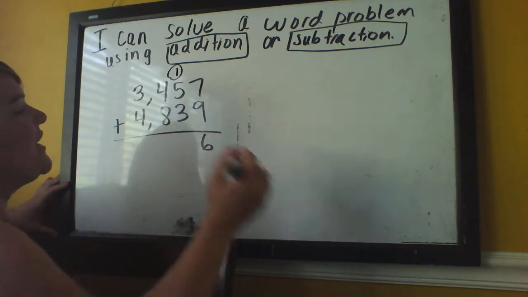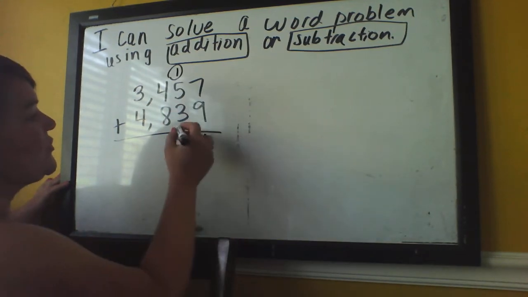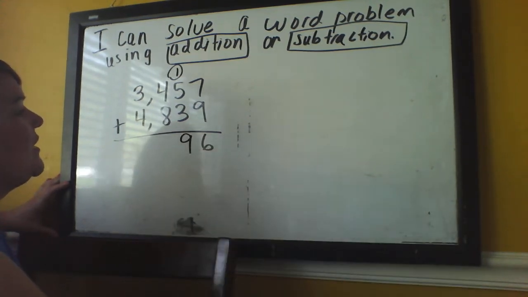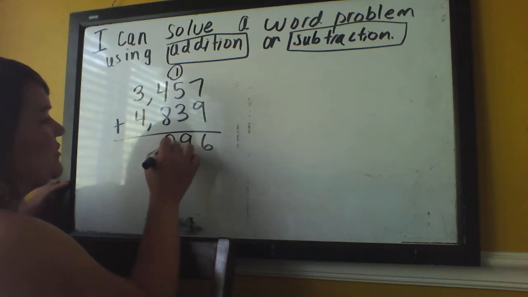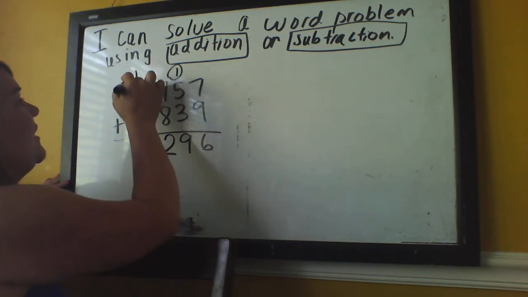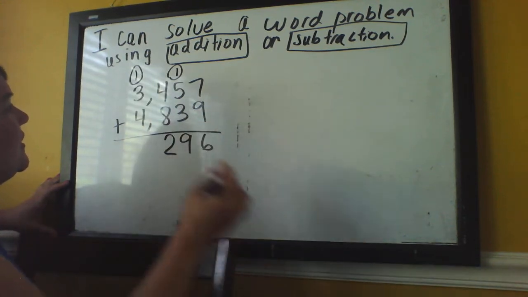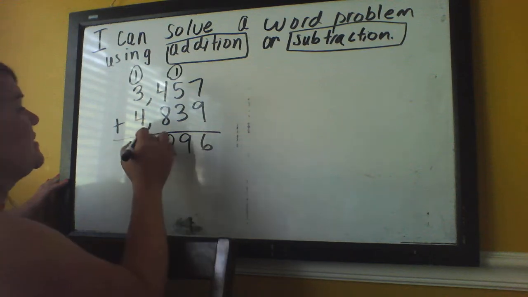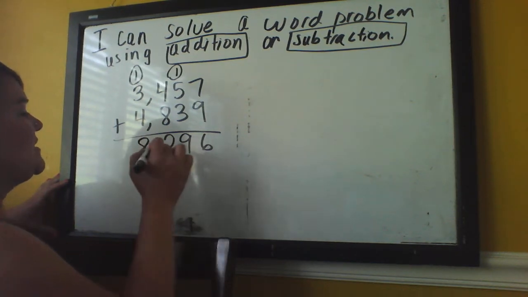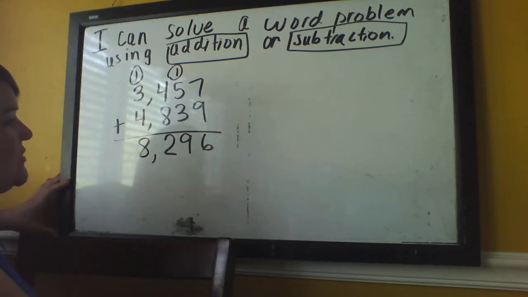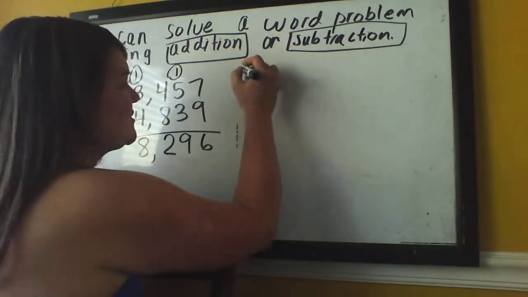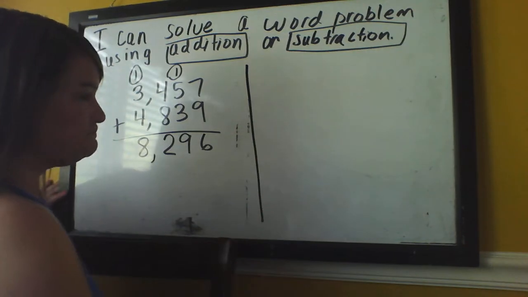So 1 plus 5 is 6, and 6 plus 3 is 9. Now I go to my hundreds. 4 plus 8 is 12. I put my 2, I regroup my 1, and I circle it so I don't forget it. 1 plus 3 is 4, and 4 plus 4 is 8. So that means that my answer is 8,296.